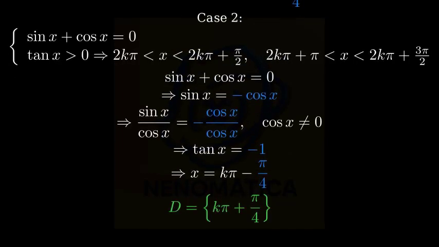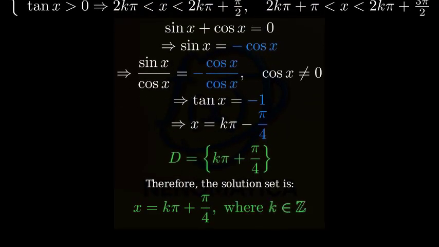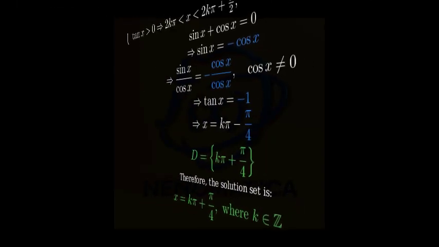Now, we need to check which solutions satisfy our constraints. After checking the conditions and constraints, we find that the final solution set D is the set of all values of x of the form k pi plus pi over 4, where k is any integer. Therefore, we've solved the exponential trigonometric equation by carefully analyzing the different possible cases and finding that the solution set consists of all values of x equal to k pi plus pi over 4, where k is any integer.